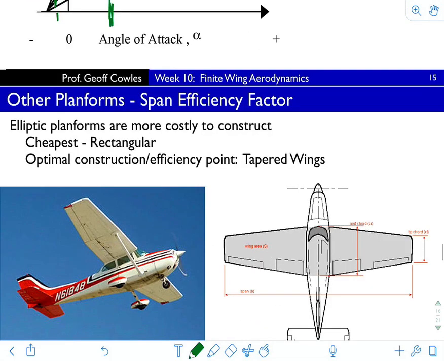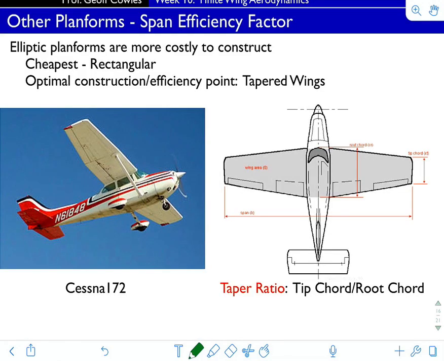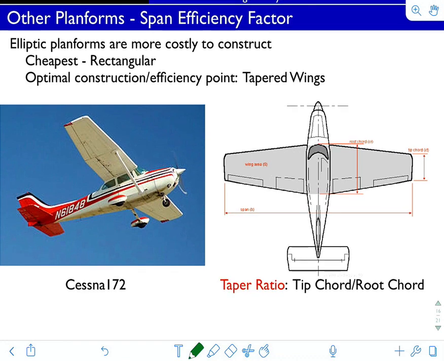So those are two key things. You bring in induced drag, proportional to CL squared over pi times the aspect ratio. We have induced drag proportional to the lift coefficient squared, and we have a loss of lift. Basically, the lift curve slope is reduced. Now let's think about other planforms.